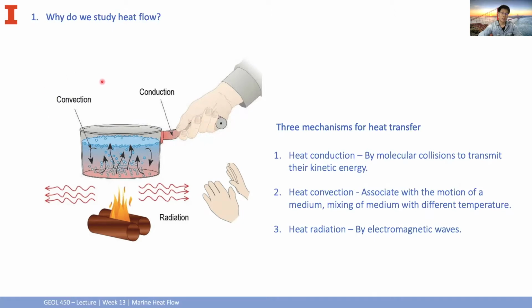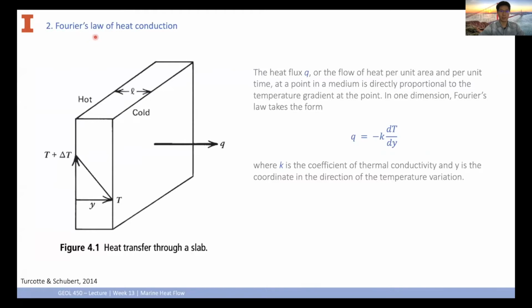For heat convection, the medium itself is moving, so the mixing of the medium at different temperatures creates heat convection. And finally, heat radiation is due to the transport of electromagnetic waves. It doesn't need any medium, since electromagnetic waves can radiate through vacuum.